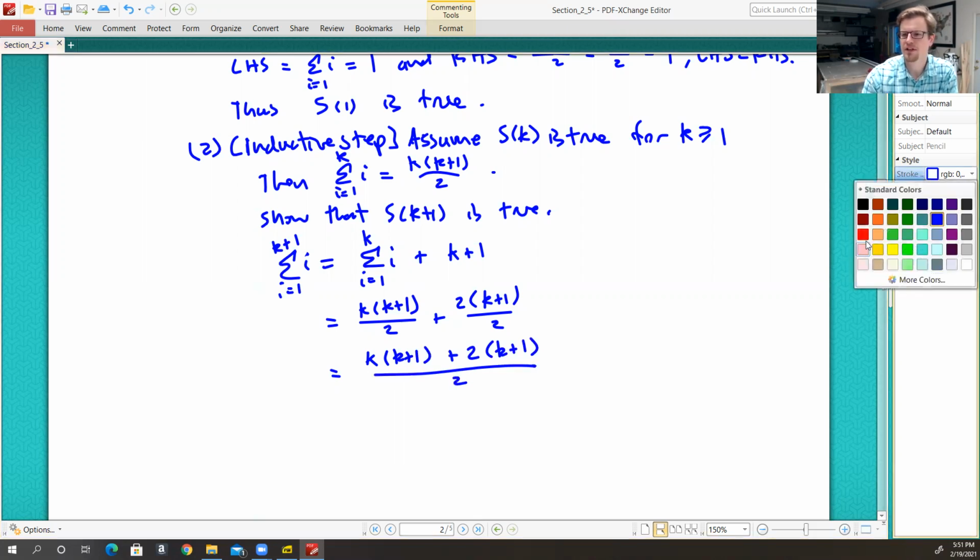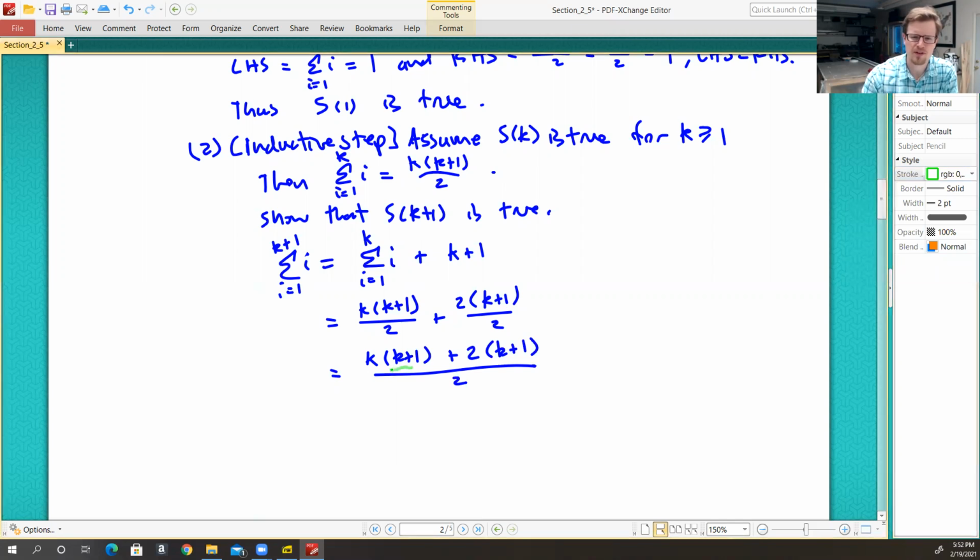So this looks good. Now, just as a quick note here, I can observe that I have a k plus 1 and a k plus 1. So my two terms in the numerator have a common factor of k plus 1. Since I have a common factor, let's go ahead and factor that. So I've got a k plus 1 over here, and what I'm left with is k plus 2.